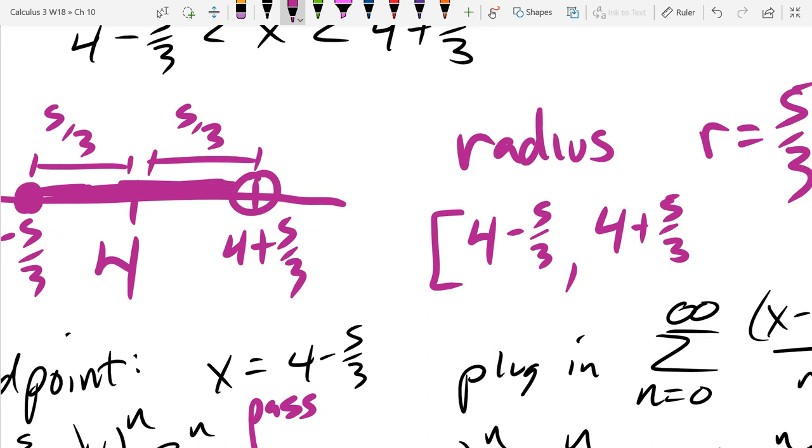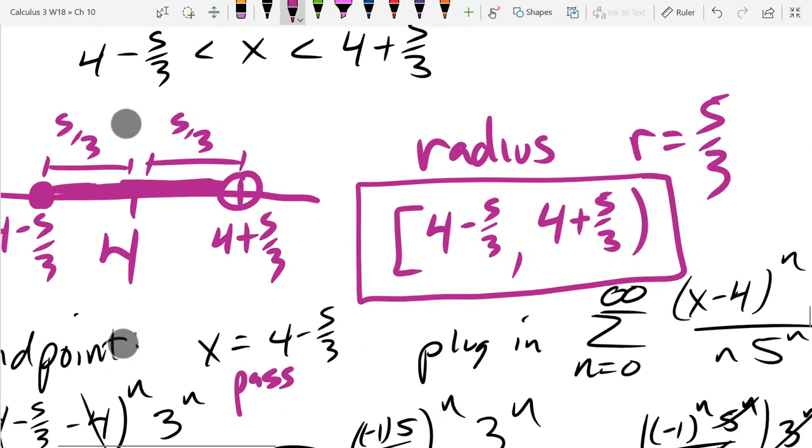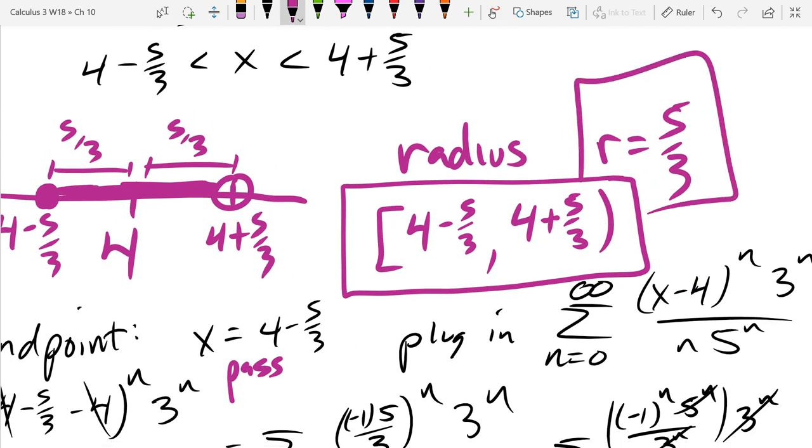You can absolutely go to thirds and add these together. That's fine. But the important thing is you have closed on one side, open on the other. You're going to find some series are open both sides, some series are closed both sides, some series are half open, half closed. It all depends. And we got our radius right there.